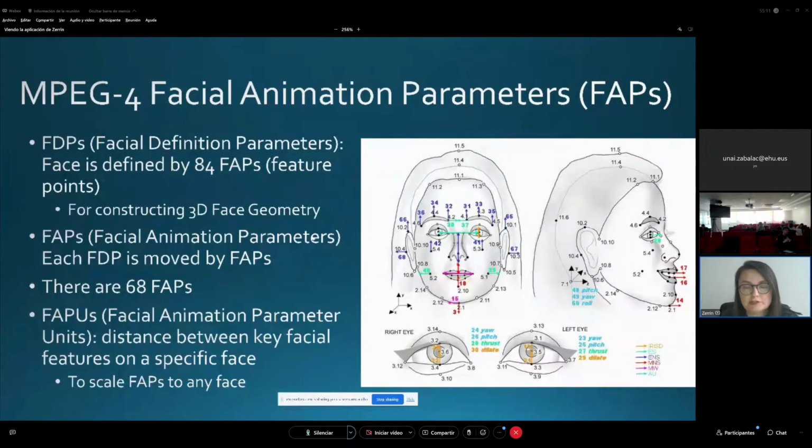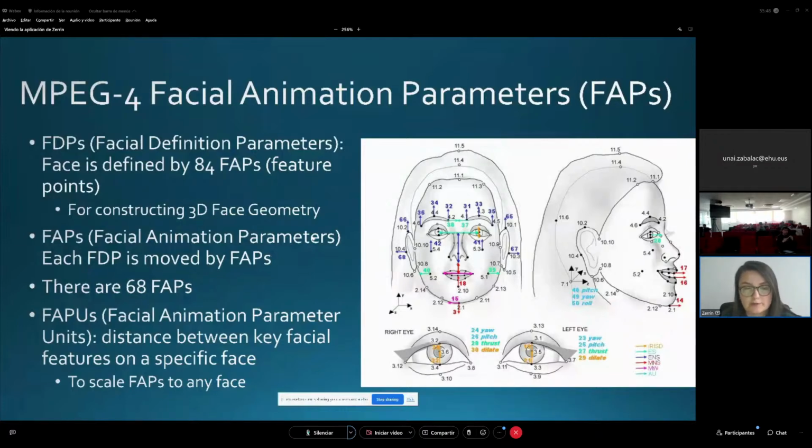In addition to shape and interpolation, you can also talk about parameterization of the face. Over the years, there have been different types of parameterizations. I give one example here, which is the MPEG-4 facial animation parameters standard. There are facial definition parameters, called FDP parameters, 84 of them defined, which define the 3D face geometry. So it's not about the animation yet, but just how the face is geometrically defined. And these parameters distinguish one face from the other.